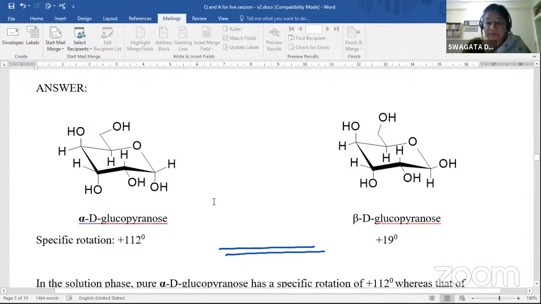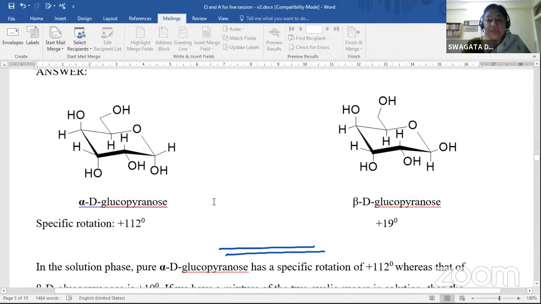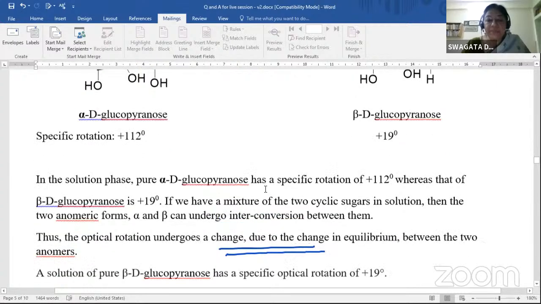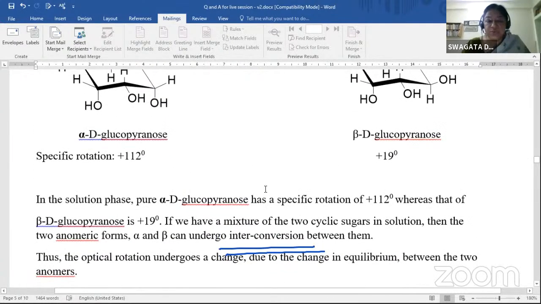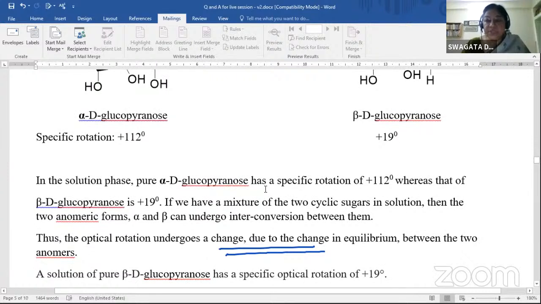We have a furanose and we have a pyranose. Now, when we have alpha-glucopyranose or beta-glucopyranose, we have the anomeric carbon. So this is the anomeric carbon. The specific rotation of alpha is plus 112 and this is plus 119. When there is a mixture of these two, there is a possibility of what is called interconversion. The optical rotation therefore changes when one is shifted to the other.